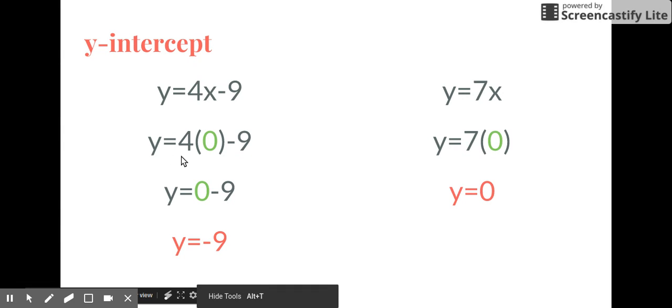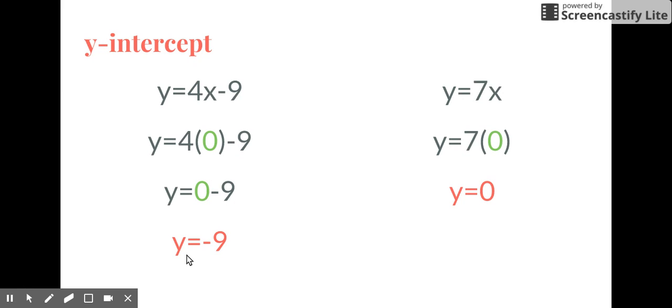So we have y equals 4 times 0, which is 0. Then we need to subtract 9. So our y-coordinate, our y-intercept, would be y equals negative 9. So the y-intercept of this line is negative 9. For this one, we plugged in 0 for the x, so we have 7 times 0 is 0. So for this equation, the y-intercept is 0.